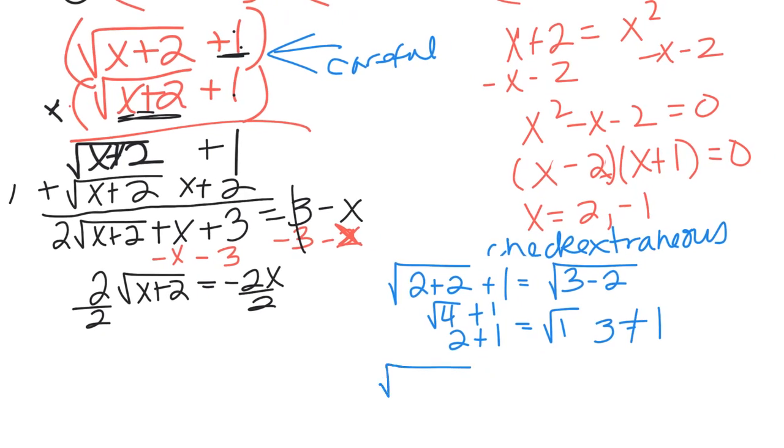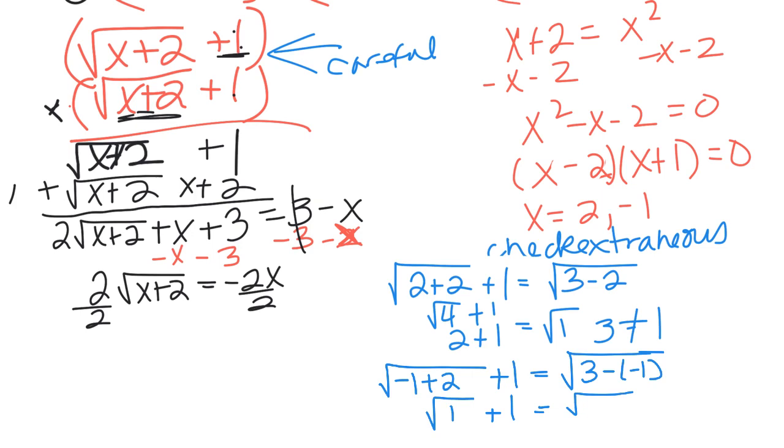The square root of negative 1 plus 2 plus 1 equals the square root of 3 minus negative 1. And that's the square root of 1 plus 1 equals the square root of minus and negative becomes plus, so 3 plus 1 is 4. So that's 1 plus 1 equals 2. The square root of 4 is 2, so that is true.